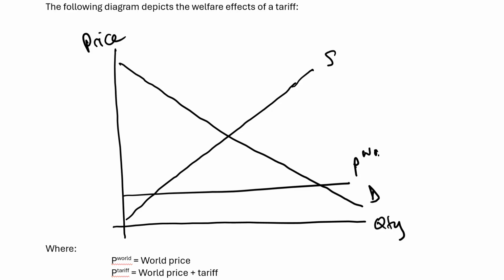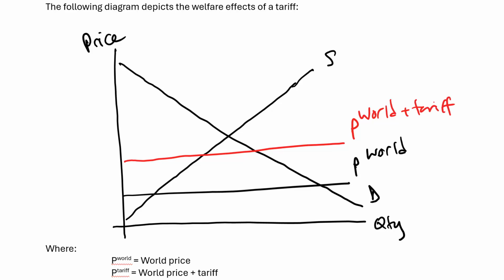P world. And sure, let's go ahead and use red. I've got P world plus tariff. So this is what the world price would be if you added tariffs on. And so we dot in these areas over here. And next we're going to label these different areas. We'll call this area A, B, C, and D. So that's a pretty standard tariff diagram.